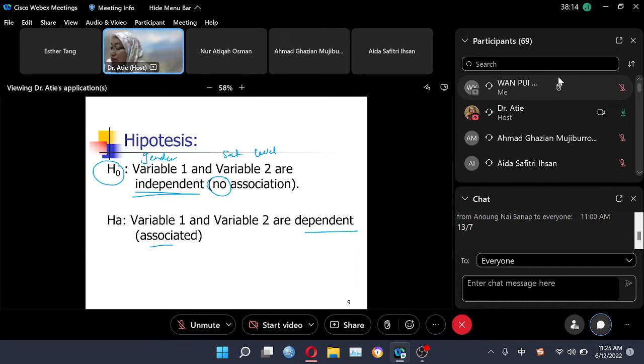Right. So people, if you have any question, please ask. Don't just keep quiet. Otherwise, I wouldn't know whether you are okay or not. So if you can see on page 1 to 8, the hypothesis is already there, examples of the hypothesis. On that page, for example, H naught: job preference is independent of the gender of the university students. So the clue word here, right?